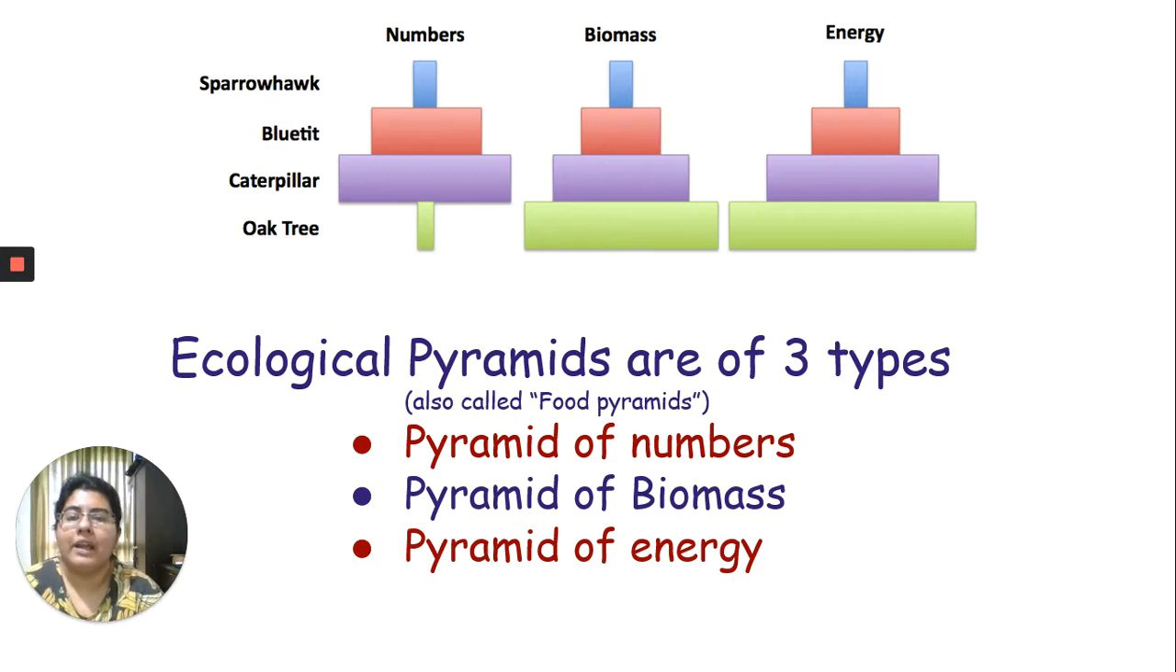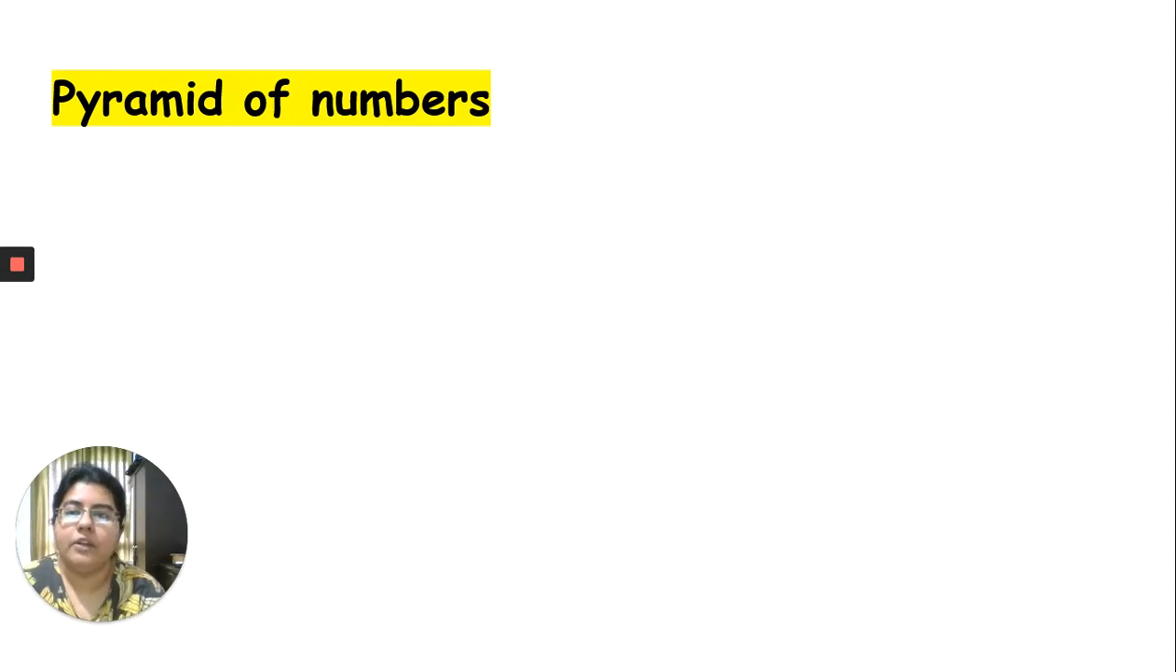You can notice that I have highlighted pyramid of numbers and energy in red because these are in your syllabus. Pyramid of biomass is just for your knowledge. So let's begin with the first type of pyramid, that is pyramid of numbers.